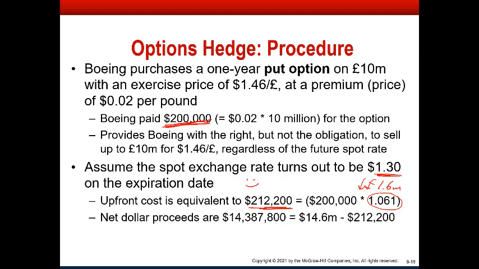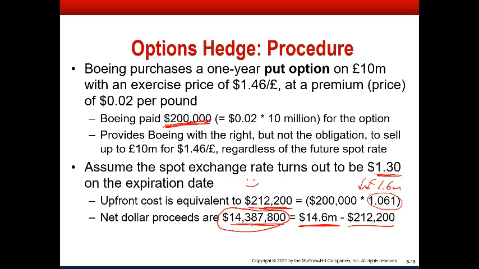So the net dollar proceeds then is the 14.6 million value of exercising the option and selling the pounds at $1.46 each, minus the total opportunity cost of the option. But still, roughly 14 million. And in this case, that is the minimum downside.